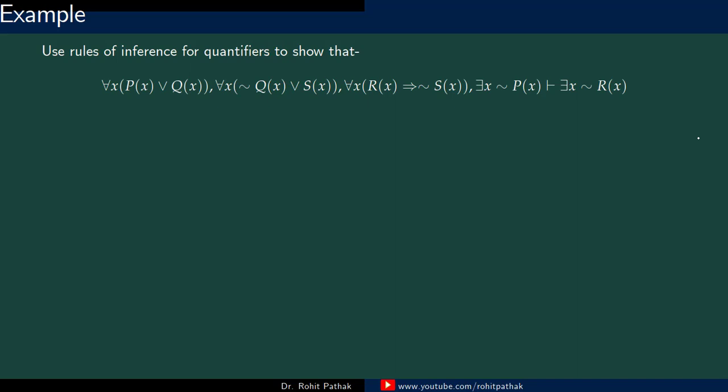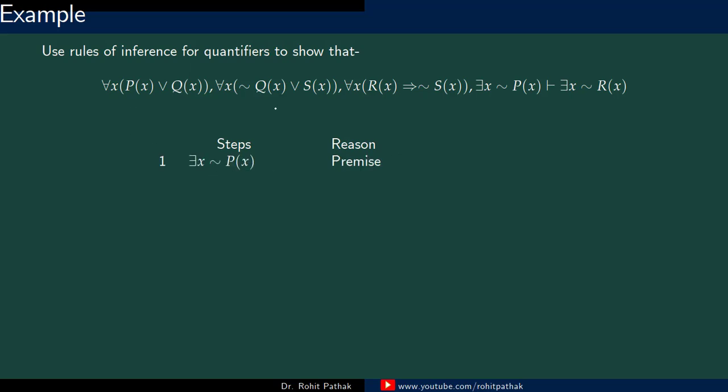for all x, px or qx, and for all x, negation qx or sx, and for all x, rx implies negation sx, and there exists x, negation px, imply the conclusion there exists x, negation rx. So we have to show that the sequence of quantified statements implies this quantified conclusion. So we proceed as usual. We take steps and we give the reasons.